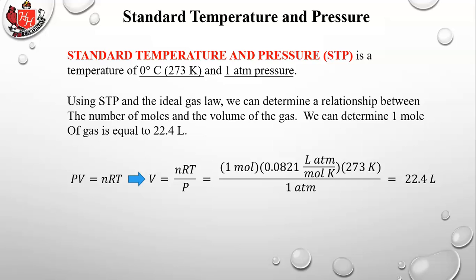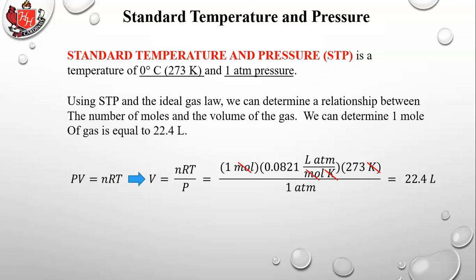So you have PV equals nRT, you solve for V, and you set the number of moles equal to 1, and then STP is 273 Kelvin and 1 atmosphere. So let's see how you can cancel the units here. Kelvin in the numerator top and in the numerator bottom cancel.